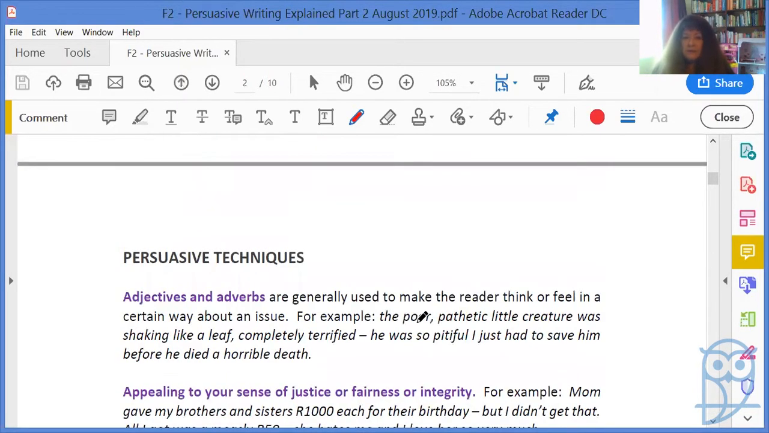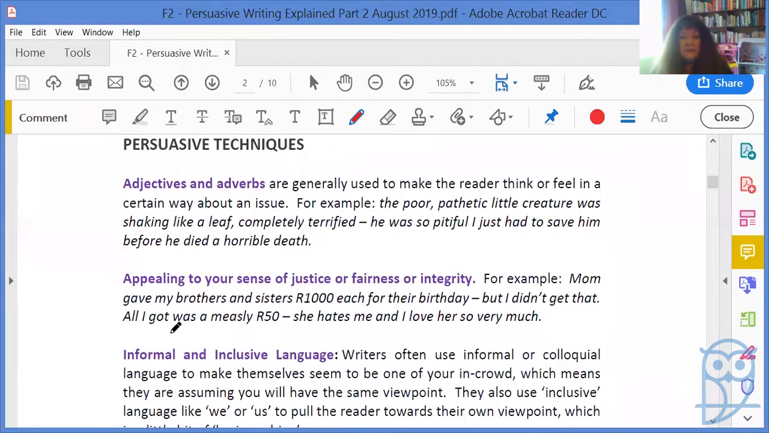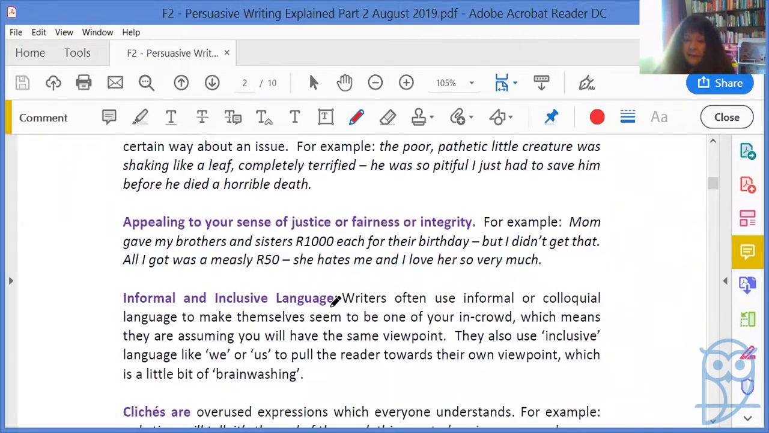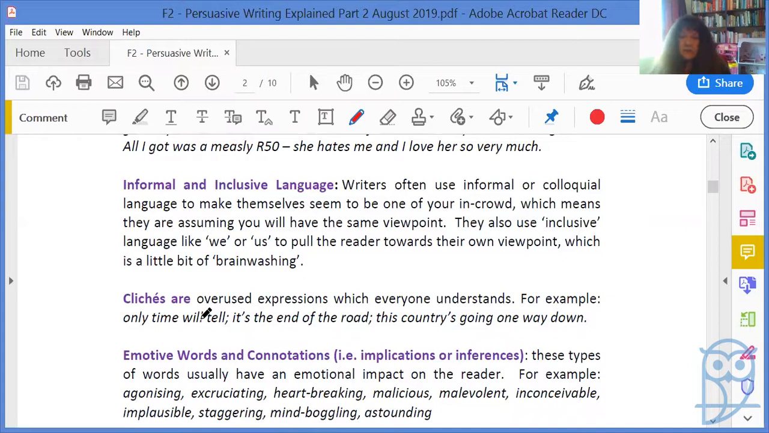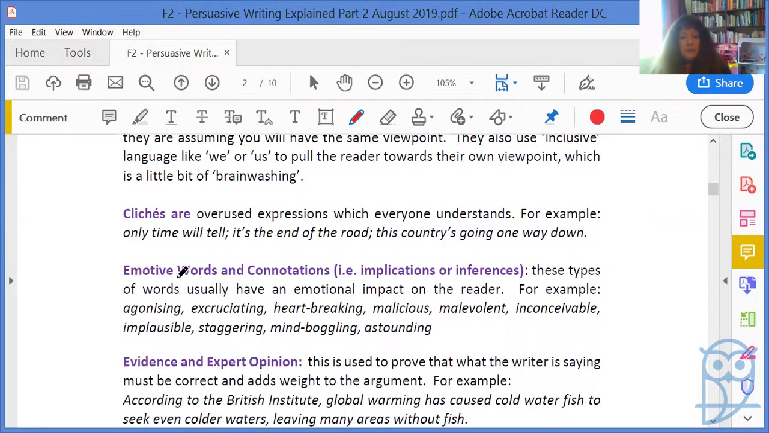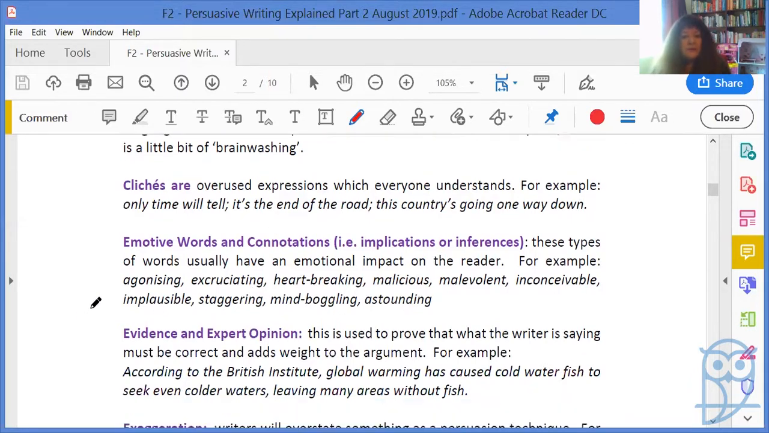Okay. We looked at the persuasive techniques. We'll just run through them very briefly, which were adjectives and adverbs. They can persuade people just by the ones you're using. Appealing to your sense of justice or fairness or integrity. Informal and inclusive language. You can be saying you to the person in your assignment, or we, or us. Okay. Cliches are overused expressions which everyone understands. You can use them. Emotive words and connotations, which are implications or inferences. Using words that really tug at people's heartstrings: agonizing, excruciating, heartbreaking, mind-boggling, malicious, all these types of words.